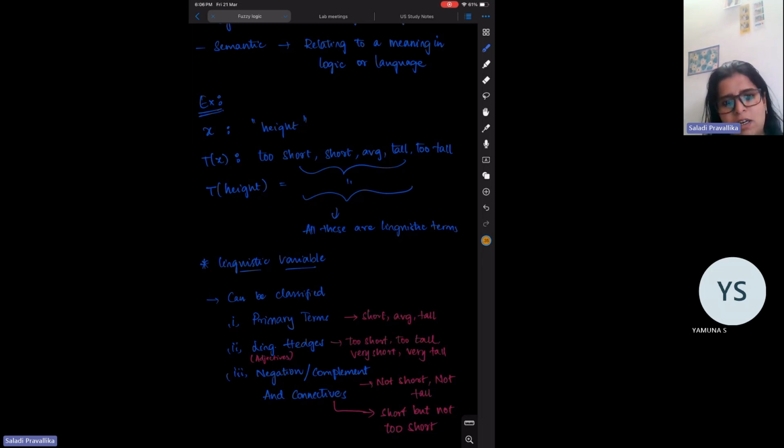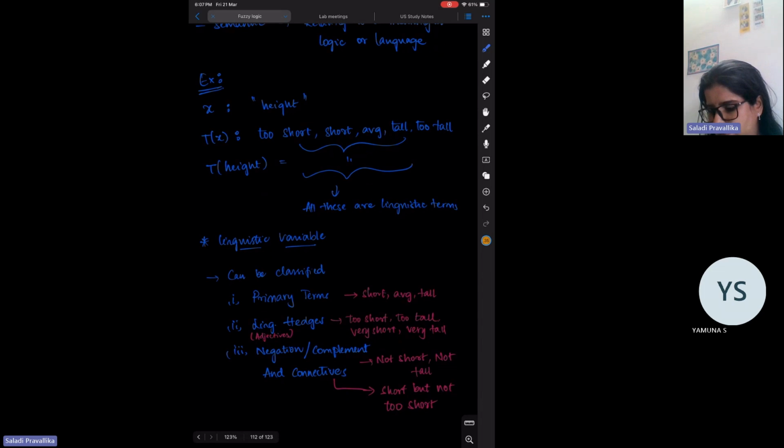So all of these terms, too short, short, average, tall, too tall, are different terms in a given set. So that is our T of x. And since x is height for us, we write it as T of height. And then we have all the values, all the terms. So these terms are called linguistic terms. Okay, so this is an example for us.